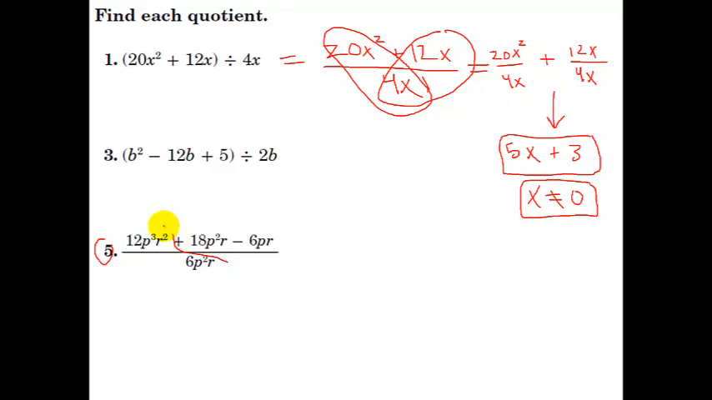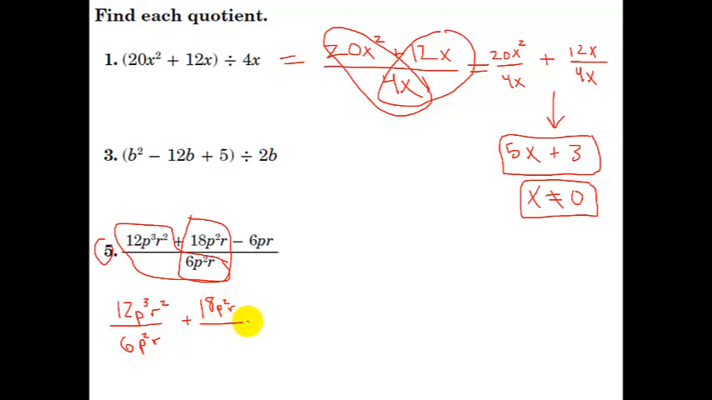So the first wing of my butterfly looks like this, and if you want to rewrite each wing of your butterfly separately, you can. That's a really good practice, especially at the beginning. So 12p cubed r squared divided by 6p squared r, plus the next wing of my butterfly looks like this, 18p squared r divided by 6p squared r, minus the last wing of my butterfly here is going to be the minus sign included, 6pr over 6p squared r.